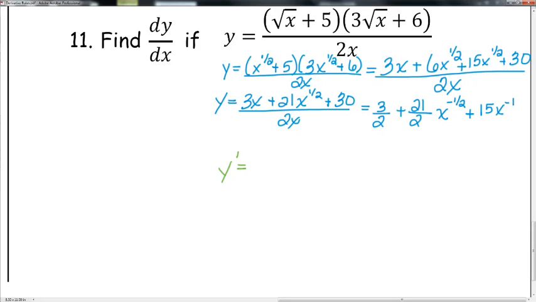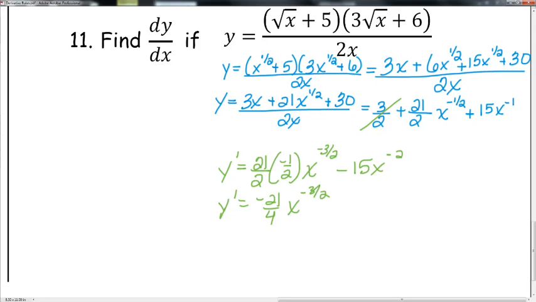So the derivative of a constant function is 0, so it's gone. And so next I have 21 over 2 times negative 1 half x to the negative 3 halves minus 15x to the negative 2. So that would be negative 21 over 4 x to the negative 3 over 2 minus 15x to the negative 2. Alright. And those are several examples of my power rules.